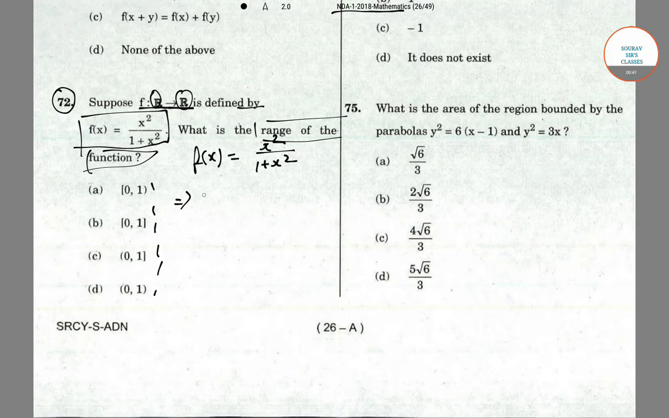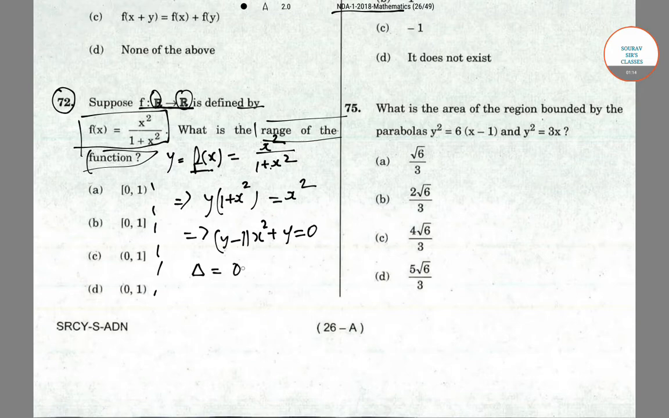We know f(x) is nothing but y, so y(1 + x²) = x². Now simply, it will become (y − 1)x² + y = 0. So the discriminant will be 0 − 4y(y − 1). Now, as you can see, for real x the discriminant must be greater than or equal to 0.